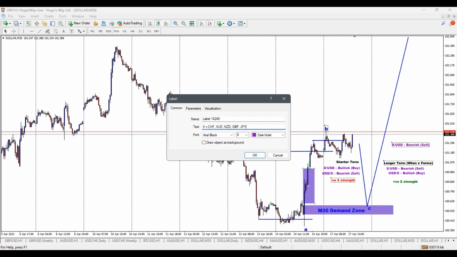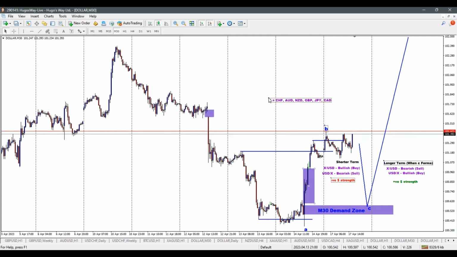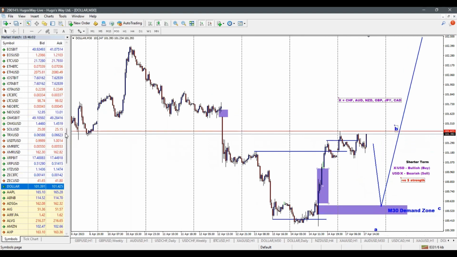Okay, it could be the Japanese yen as well. And it could be the Canadian dollar. I believe I've covered all of them. Okay. Now, if you're not too sure what major pairs are, on most brokers, they've made it pretty easy.